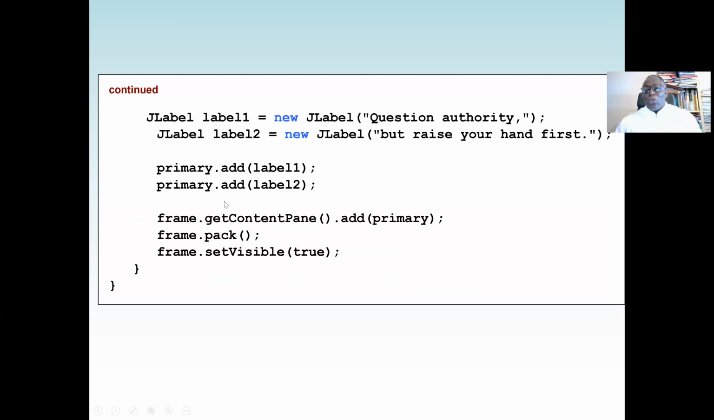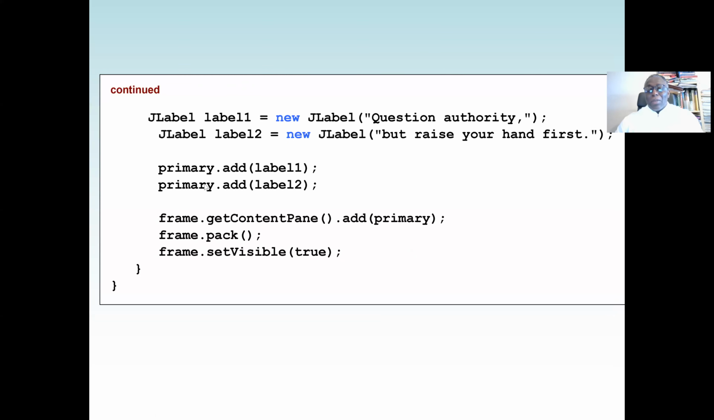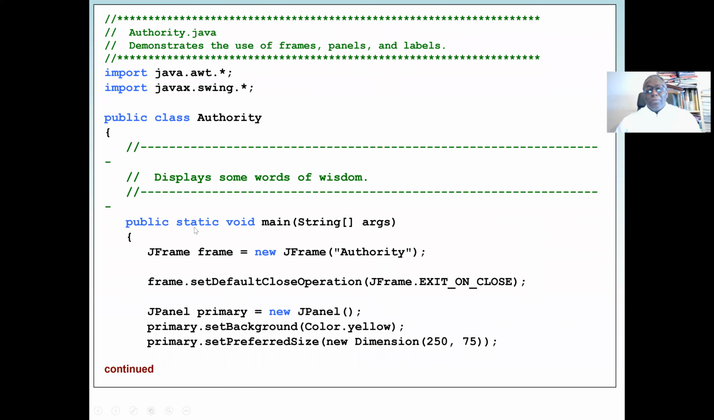Then next we have to get the content pane. We talked about what a pane is already. So the object frame, again, dot getContentPane dot add primary. We are adding the primary. Remember, the primary again is our panel, and the lowercase frame is our frame. So here we need to create a frame first, then we create a panel in the frame. Then the panel, we can set the characteristics of it, in this case, the background and the size.